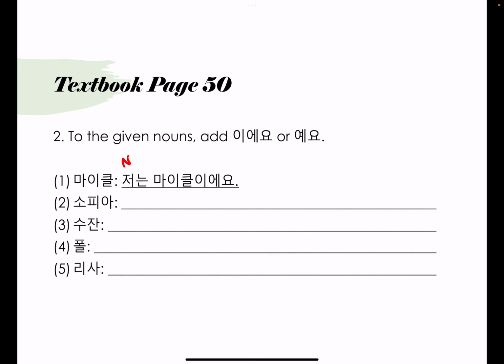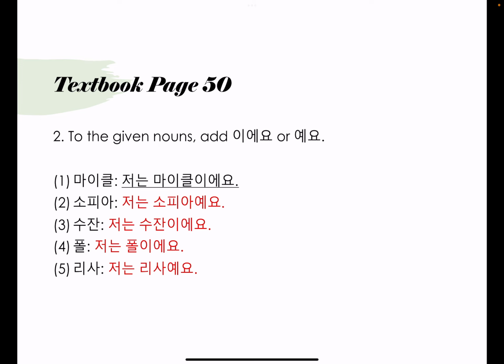저는, so noun 1 is going to be I. My noun 2 is Michael. And then same thing, so you just use noun 1. So 저는 소피아예요. 저는 수잔이에요. 저는 폴이에요. 저는 리사예요. So ends in a vowel, it's going to be 예요. Ends in a consonant, it's going to be 이에요. Ends in a consonant, 이에요. Ends in a vowel, 예요. So that's how it's going to look.